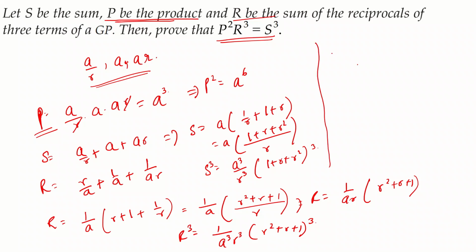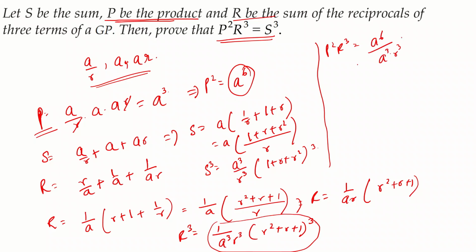So what is the left hand side now? Left hand side is P square R cube. So P square R cube is actually this thing multiplied by this thing. So the left hand side is A to the power of 6 into this entire R cube, so A cube into R square plus R plus 1 the whole cube over R cube. So A cube and A power 6 cancel out. So this is actually A cube by R cube. This entire thing is actually S cube. So we get the right hand side. So LHS is equal to RHS, hence proved.